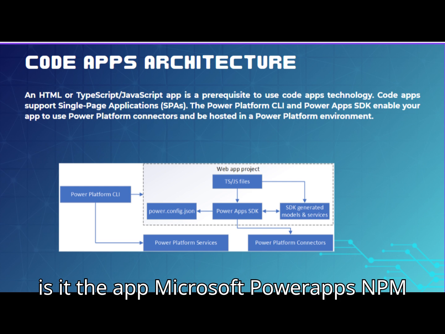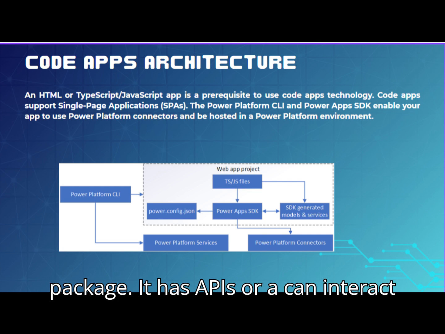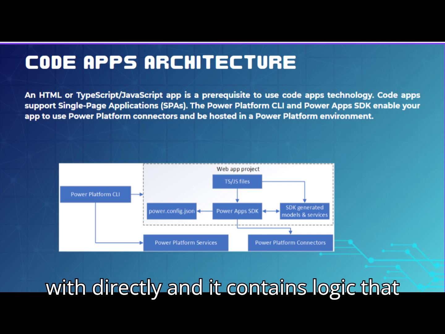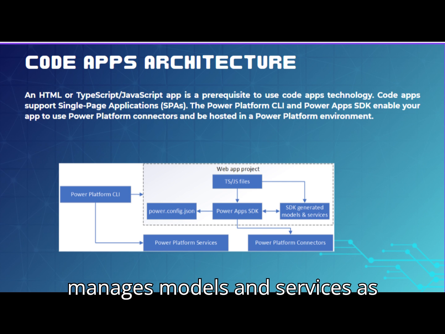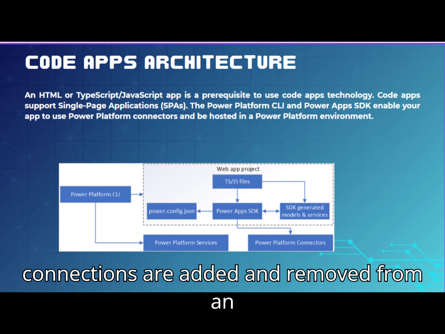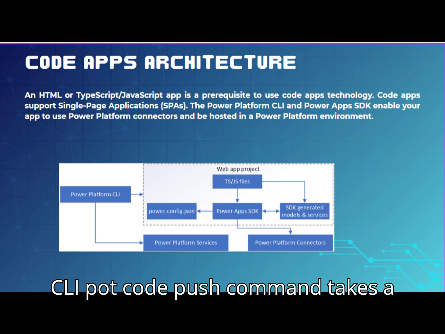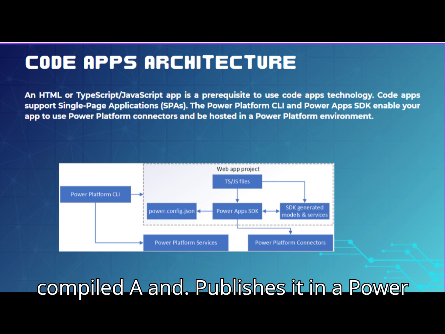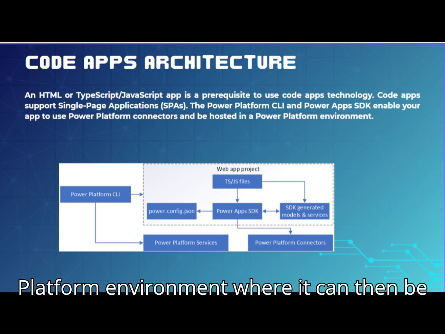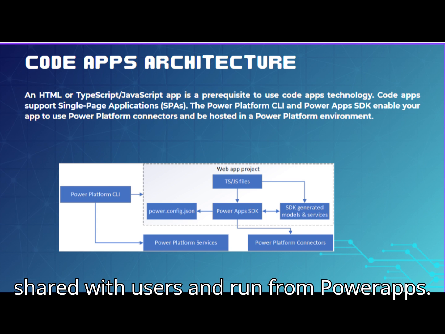The Power Apps SDK is the @microsoft/power-apps npm package. It has APIs your app can interact with directly, and it contains logic that manages models and services as connections are added and removed from an app. The Power Platform CLI's pac code push command takes a compiled app and publishes it in a Power Platform environment where it can then be shared with users and run from Power Apps.